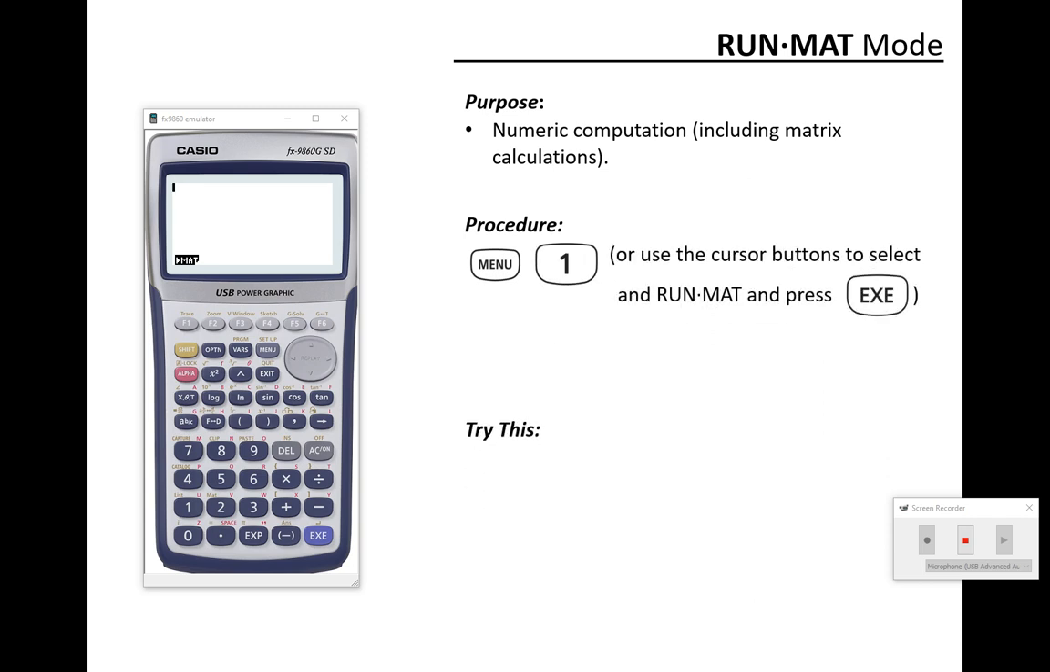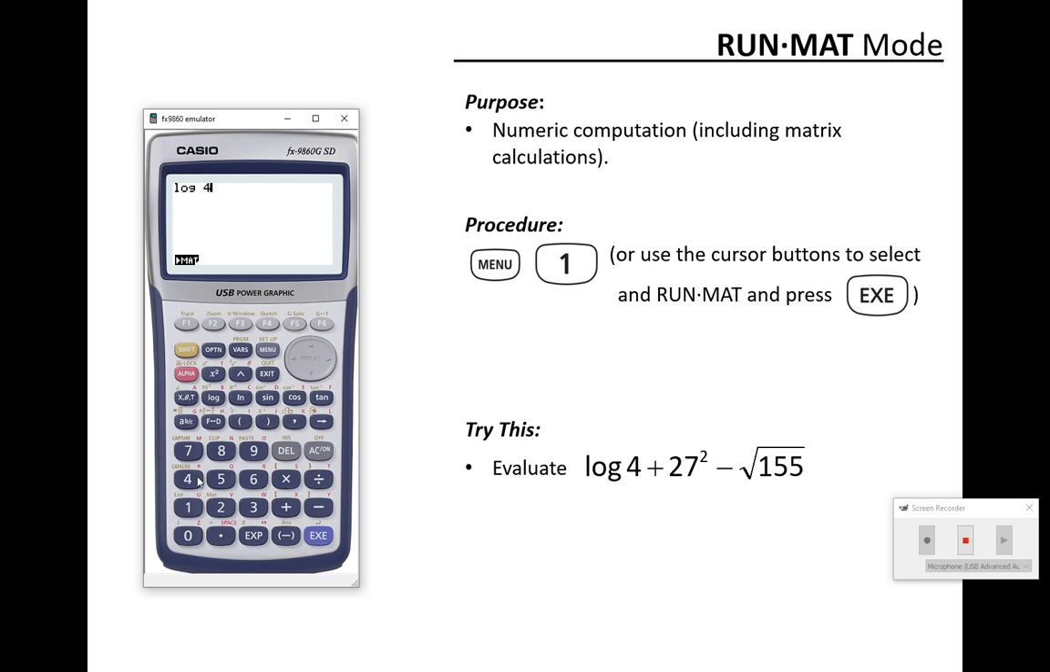He asked how to clear. Oh, okay, so once you're in Run-Mat mode, try this. Let's just try a normal calculation. We'll do log 4, so you press the log button. If you don't remember what logs are, don't freak out. I'm going to teach logs tomorrow. For now, let's just make sure we can get our calculator to do it.